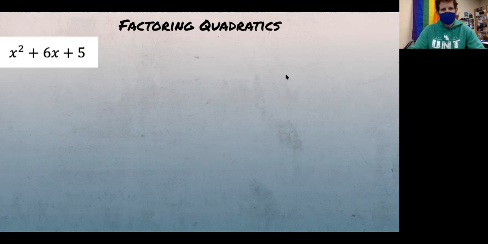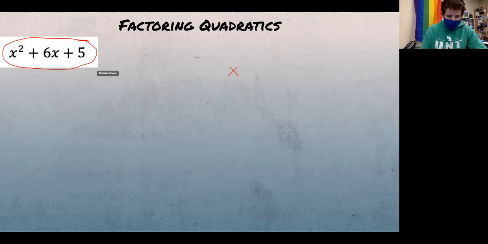So when we're talking about factoring quadratics, that means we're doing things in the opposite direction from what we did on Thursday. We multiplied some binomials, and this is also called a trinomial because look, you can see 1, 2, 3 terms. So this can also be called factoring trinomials.